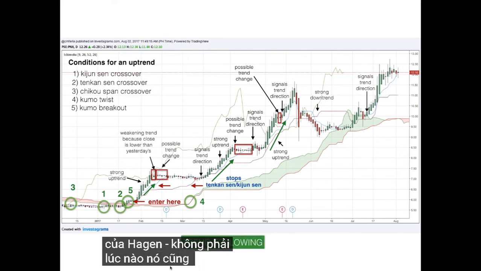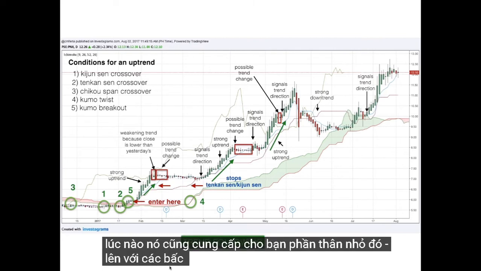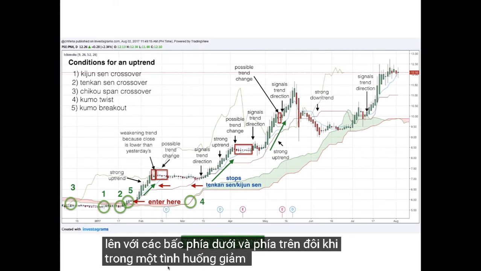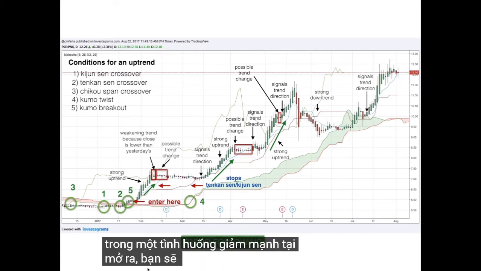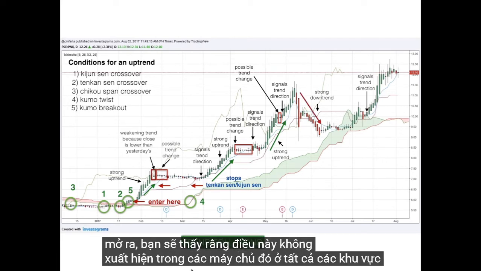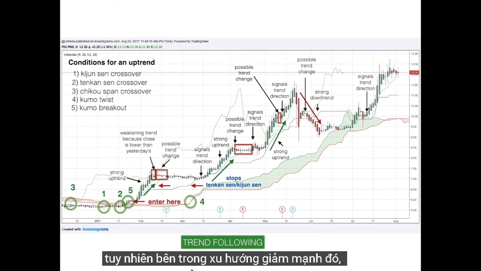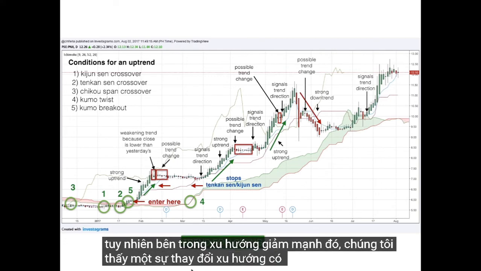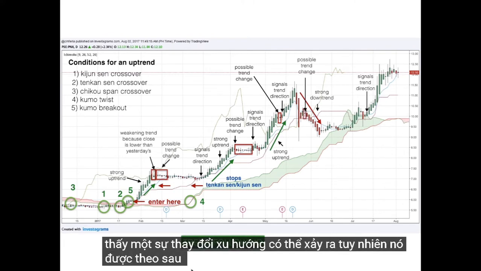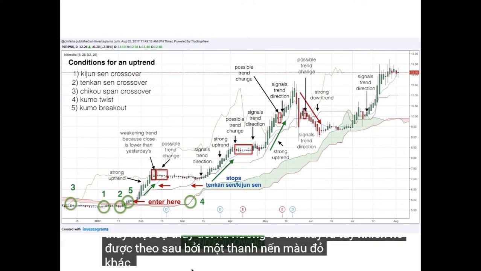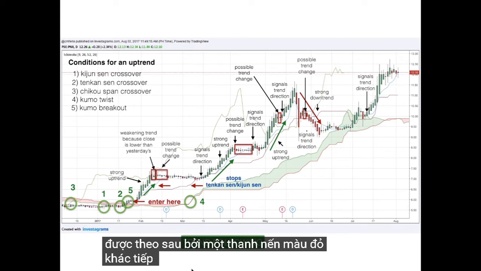So that's the downside of a Heikin Ashi candlestick. It does not always give you that small body with lower and upper wicks. Sometimes in a strong gap down situation at the open, you'll find that this is not present in those reversal areas. However, inside that strong downtrend, we see a possible trend change. However, it was followed by another red candlestick, which continued on its downtrend.